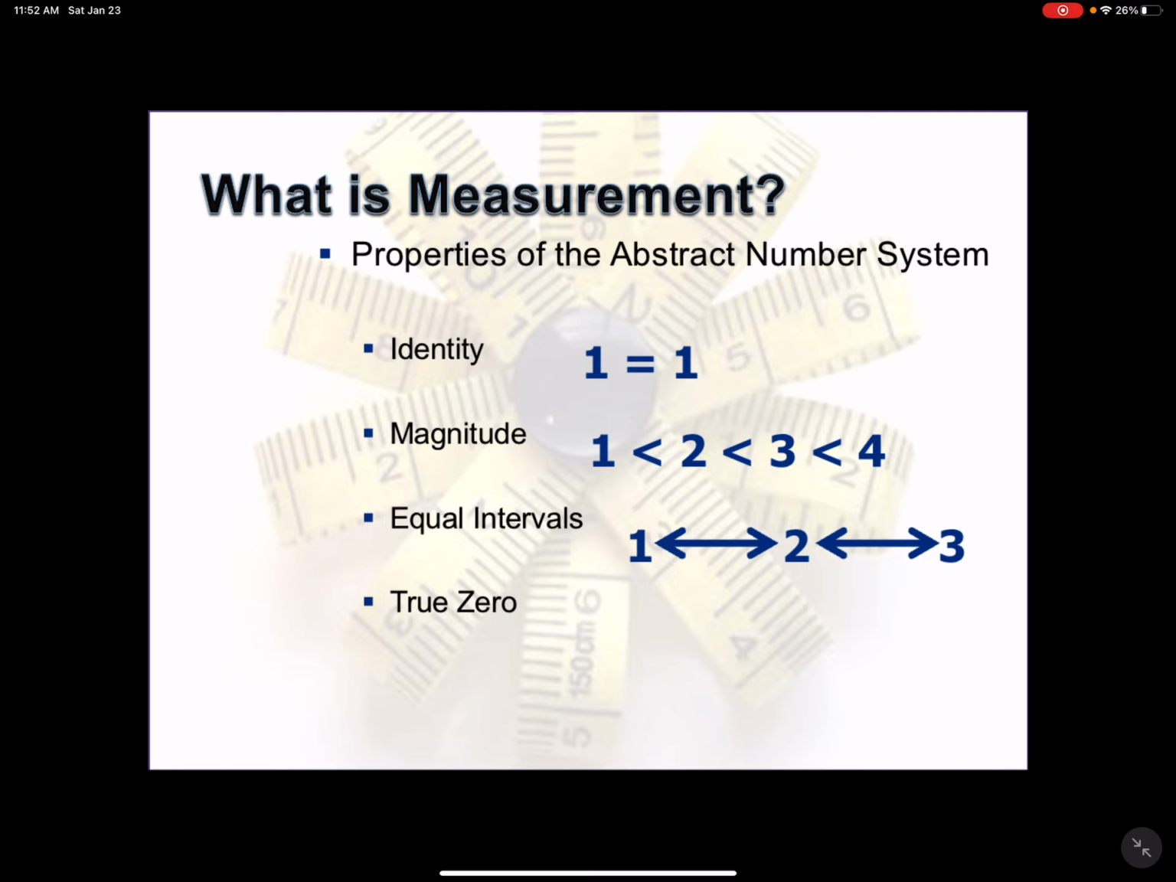So now that we've got those 4 properties of the abstract number system, and if you understand those, you can take a nap for the rest of the lecture. Well, don't take a big nap, just listen. But once you've got those down, you really understand the rest of the lecture. Identity, magnitude, which is order, equal intervals, which is equal distance between numbers, and true 0. 0 actually represents an absence of the quality.